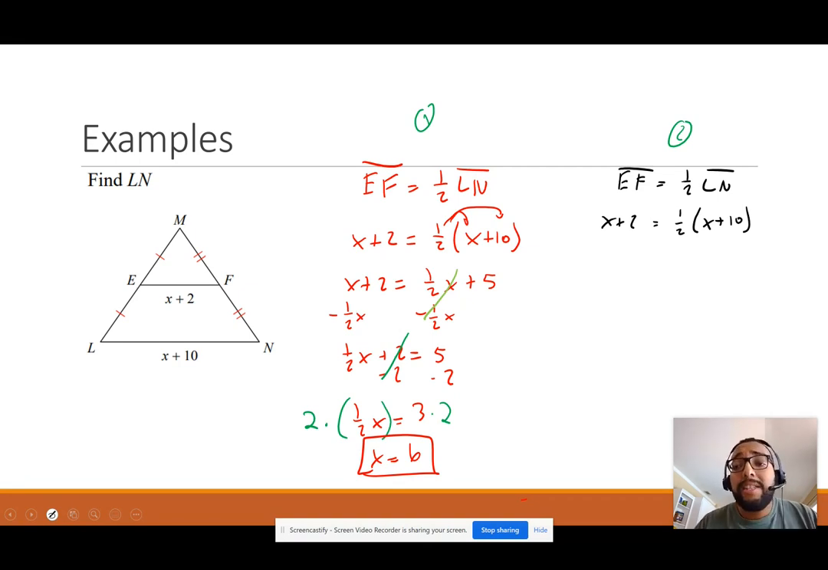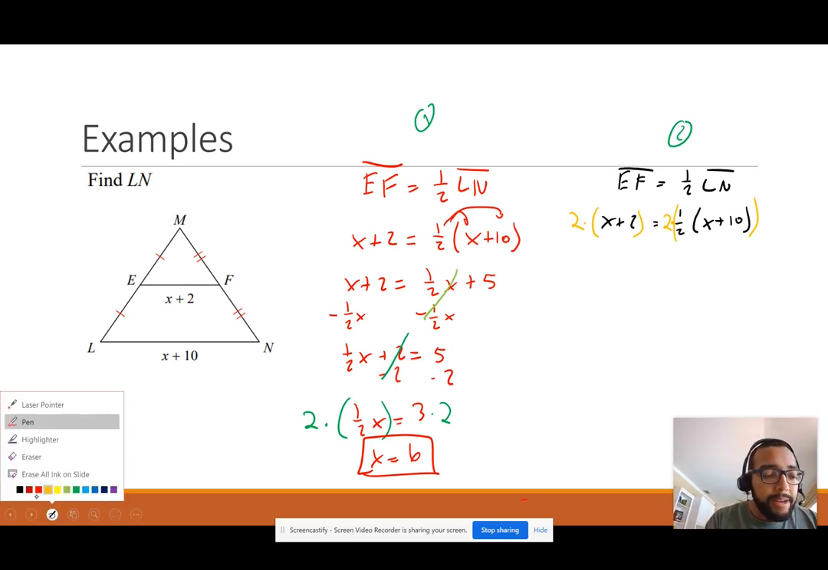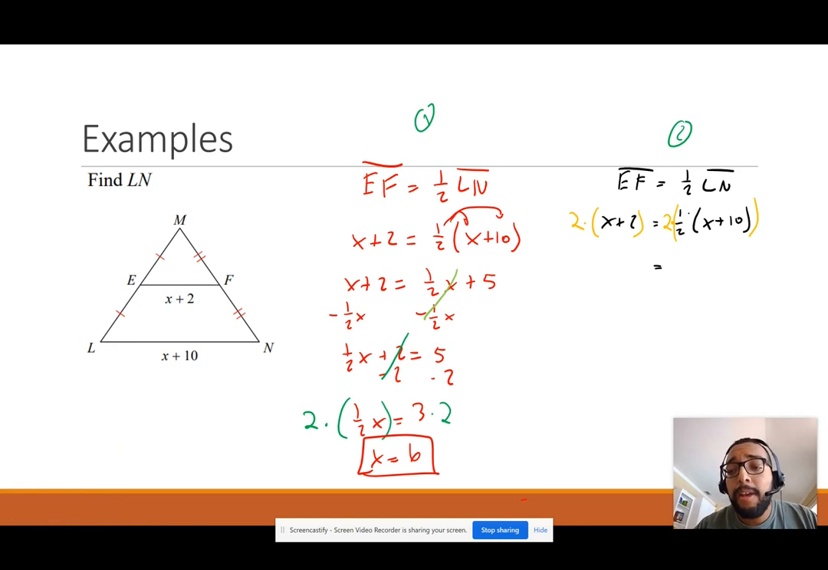So to get rid of this fraction, in this case, I'm going to multiply all of the right side by 2 and all of the left side by 2. Here's what happens on the right side. The 2 and the 1/2 end up canceling and we get just x plus 10. And on the left side, we get 2 times x plus 2, so we'll need to distribute that 2. So it'll be 2x plus 4.